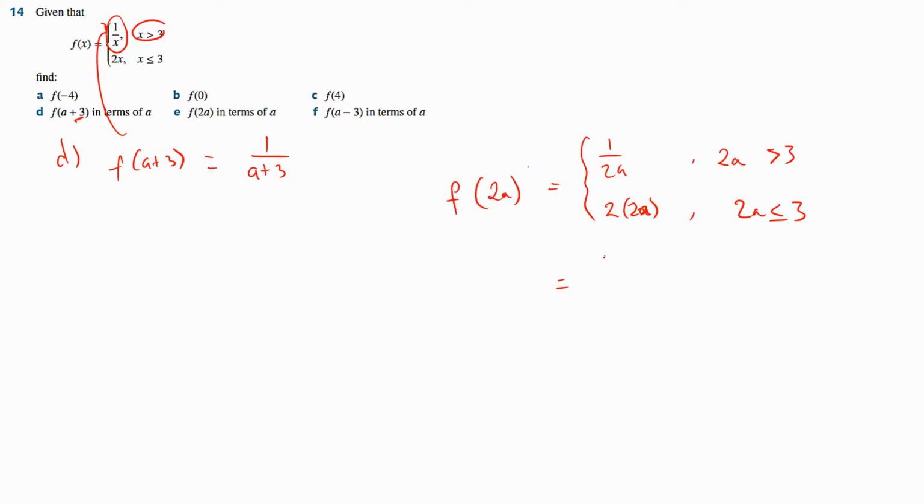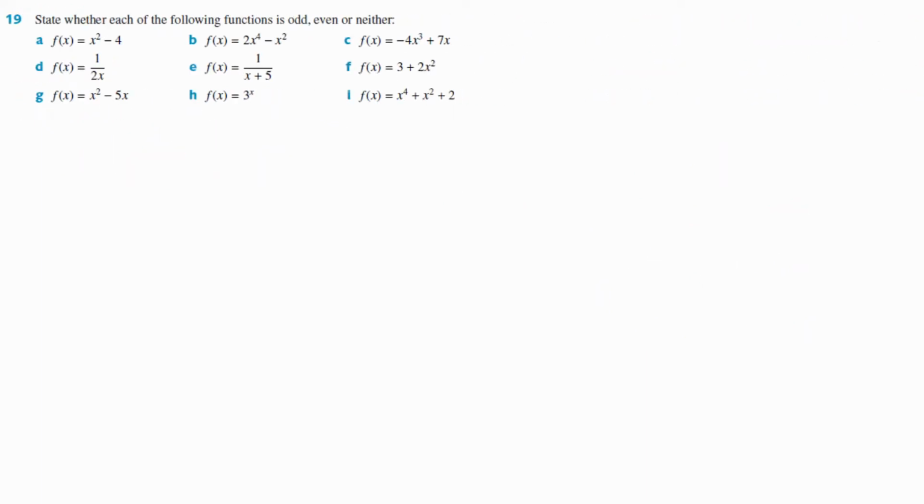So therefore, simplifying it down, this would now become 1 over 2a, and this becomes a is greater than 3 on 2, because I just divide both sides by 2. And this is 4a when you have a is less than or equal to 3 on 2. Okay, that's how you answer that question. For this one, you do exactly the same as well. You do a plus 3, and you replace that with the x's in the condition as well. Okay, there you go. And it'll be the same thing for this one as well. Okay, that's question 14. And now finally, odd, even, and neither.